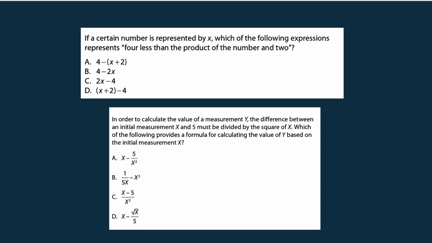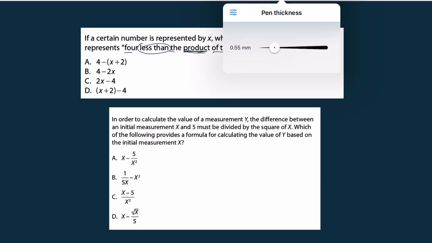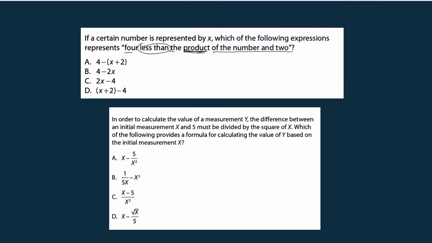For example, a question like this one: if a certain number is represented by x, which of the following expressions represents 4 less than the product of the number and 2? Look at it, the product of the number and 2. 4 less than the product of the number and 2.